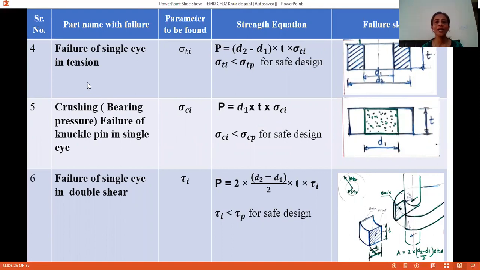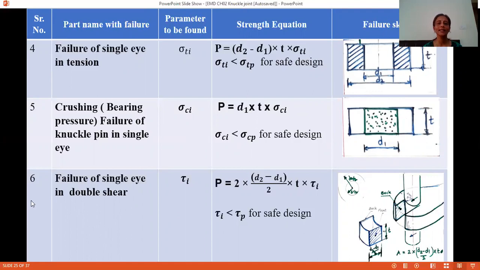Fourth step is the failure of single eye in the tension. You can see from this sketch, strength equation is P is equal to D2 minus D1 into T into sigma t induced. From this equation, we will find sigma t induced, and it should be less than permissible for safe design. Similarly, for crushing failure, strength equation is d1 into t into sigma c induced. We will find sigma c induced, which should be less than permissible.